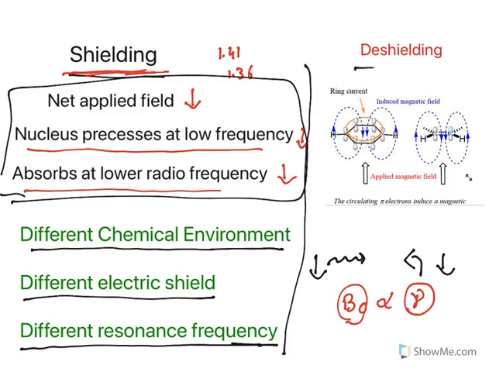Now it is not only shielding; de-shielding effects are also there. Look at this. In the case of benzene, the pi electron ring current will be like this, and that will be inducing a magnetic field in this direction. But the protons are aligned in this direction. Look at this, what is happening?